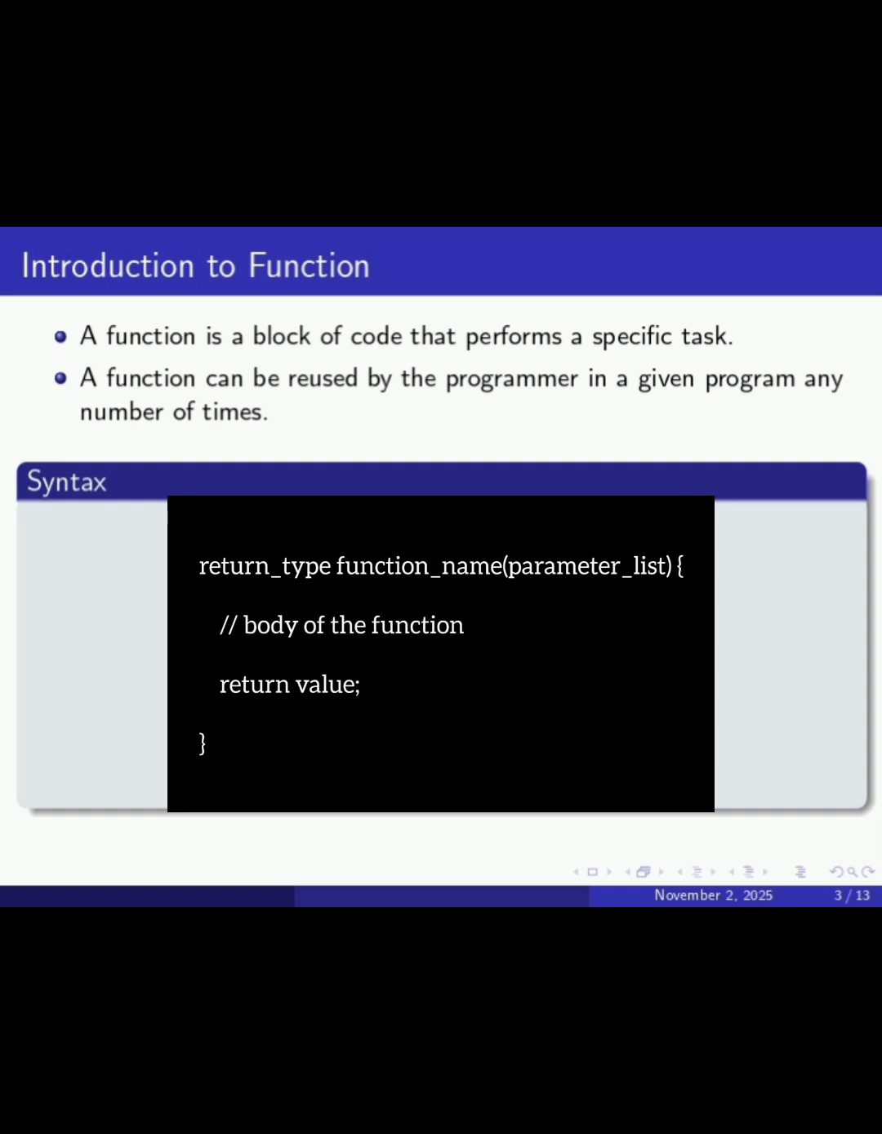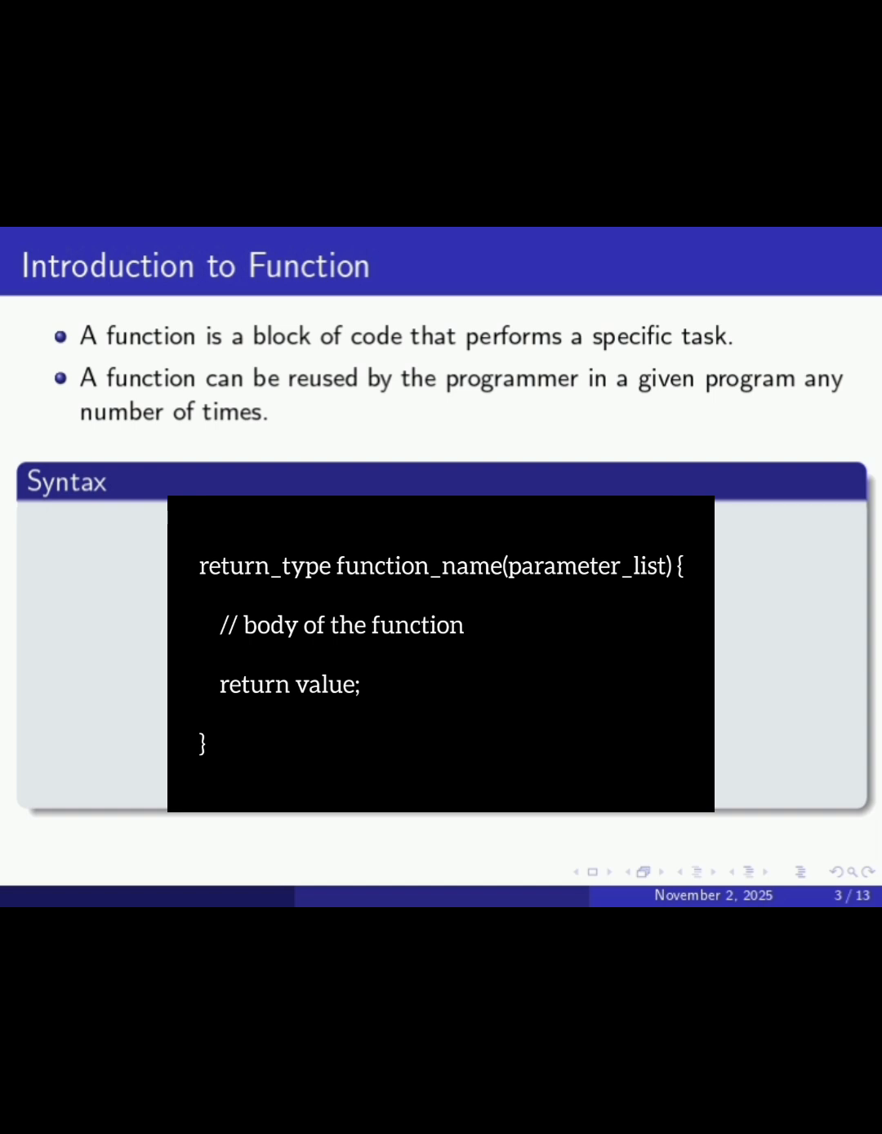The function name is the identifier. It's what we use to call the function later in the program. For example, we can name it add, display or calculate, just like variable names. The parameter list is written inside parentheses. It contains variables that receive values when the function is called. For example, int a, int b means the function takes two integer inputs.